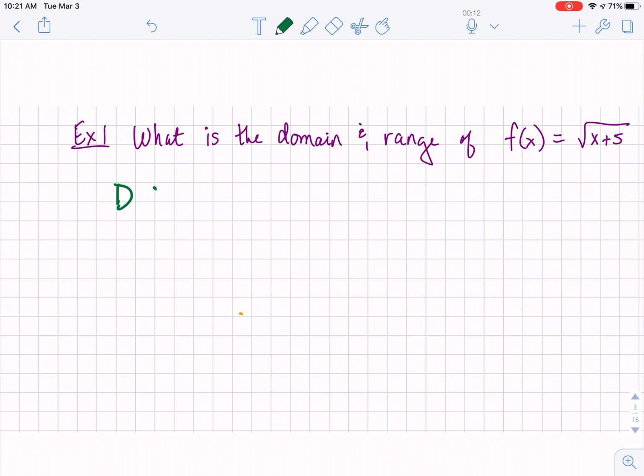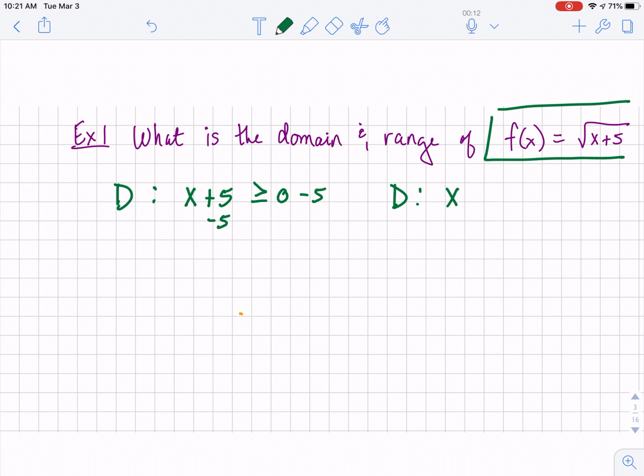Because there's a radical involved for this particular one, f of x is equal to the square root of x plus 5, there is going to be some sort of restriction. The easiest way to find the domain for a radical function is to take the radicand, whatever's under the radical, in this case x plus 5, and say that it has to be 0 or greater. So set it greater than or equal to 0, and then solve. I subtract 5, and I get that my domain is that x is greater than or equal to -5.